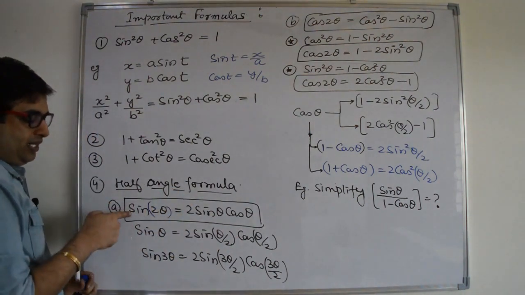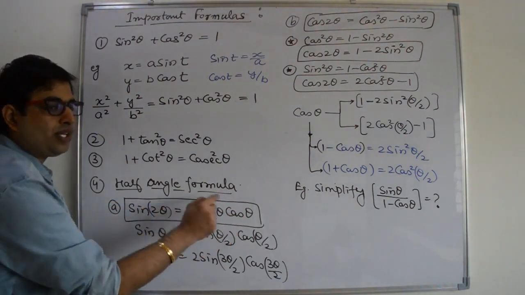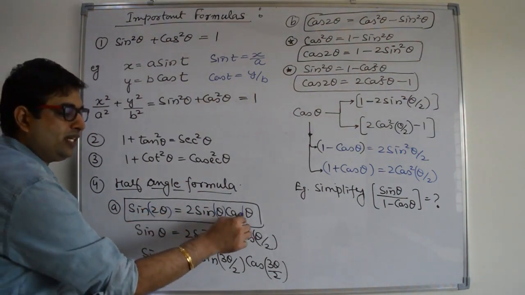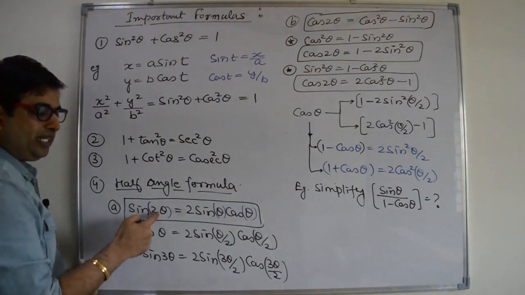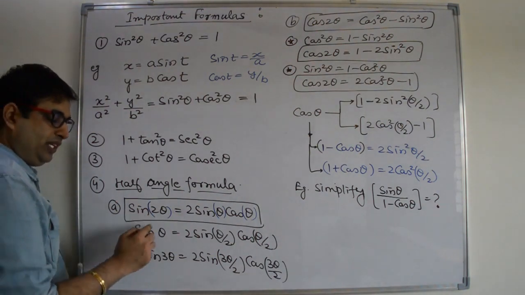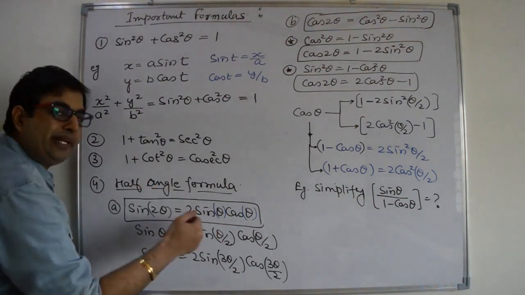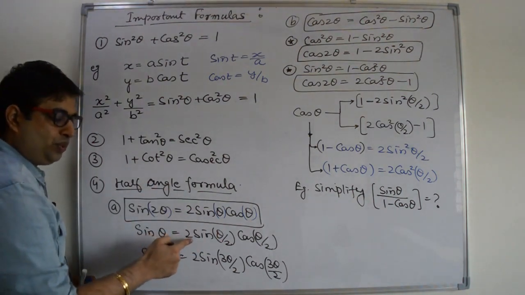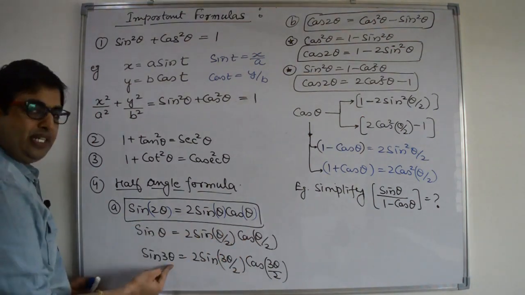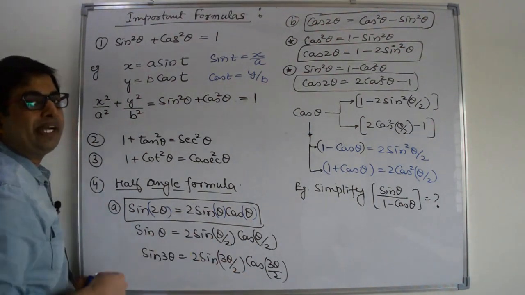Right? You can see this formula we have to remember: sin 2 theta is equal to 2 sin theta cos theta. So the 2 theta angle is converted into theta, with sin and cos in multiplication. If we have only the theta angle, then by using this result you can convert it into theta by 2. So sin theta is also equal to 2 sin theta by 2 cos theta by 2, the half angle. If we have 3 theta, then by using this formula you can convert it into 3 theta by 2. Right?